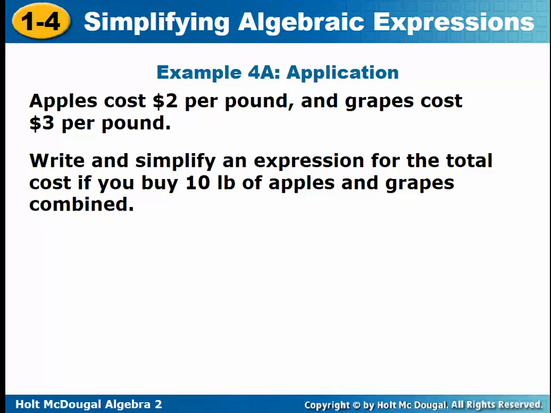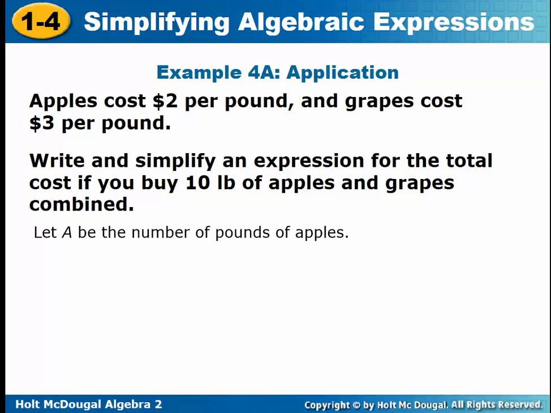Okay, there are some good application problems that you can do with expressions and simplifying. In this example, apples cost $2 a pound and grapes cost $3 a pound. And all they are asking you to do is write and simplify an expression for the total cost if you buy 10 pounds of apples and grapes combined.